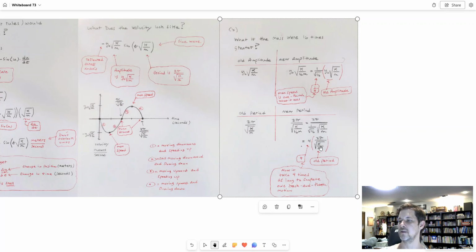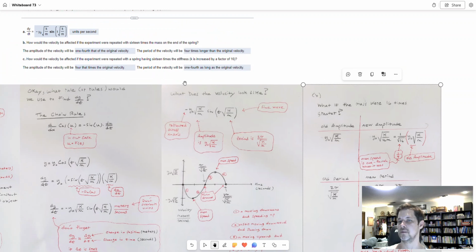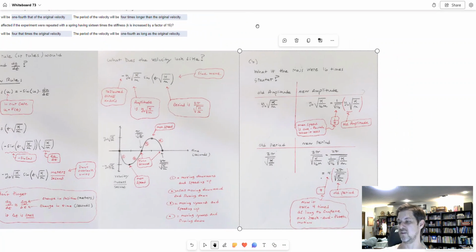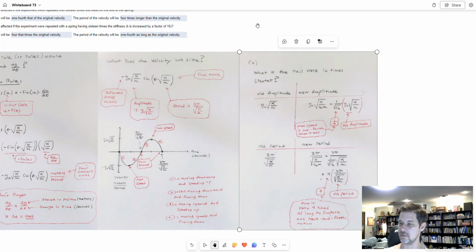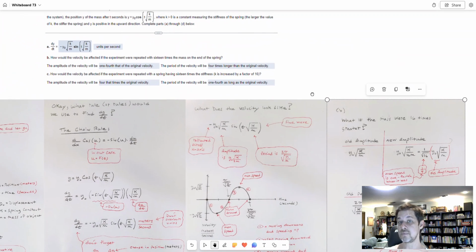What would that mean? I said the period is the time it takes to complete one up and down cycle, to get back to where you started. Well, it's going to take 4 times as long to do that, because the new period is 4 times whatever the old one is. That's literally what that says. Here's the old one, there's 4. So we see here the period of the velocity will be 4 times as long. As far as time goes, it's going to take 4 times as long to go up and down and back to where it started, one cycle of up and down. Okay, so we've got it.